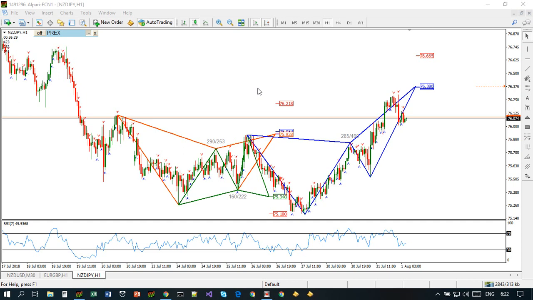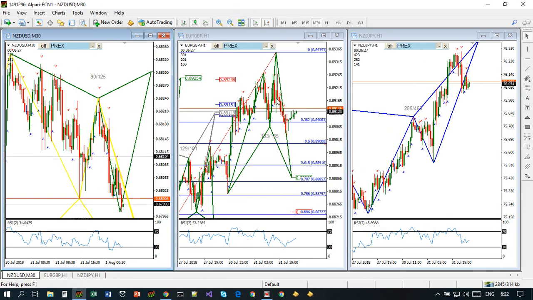It is done. One more time, these are the patterns that I have. New Zealand dollar at market sell. Then we have a potential 5-0 on Euro GBP and New Zealand yen potential deep crab pattern. Maybe if it retraces back to X point or to B point, we can buy the retracement towards the completion, the BAM trade of the crab, but who knows.